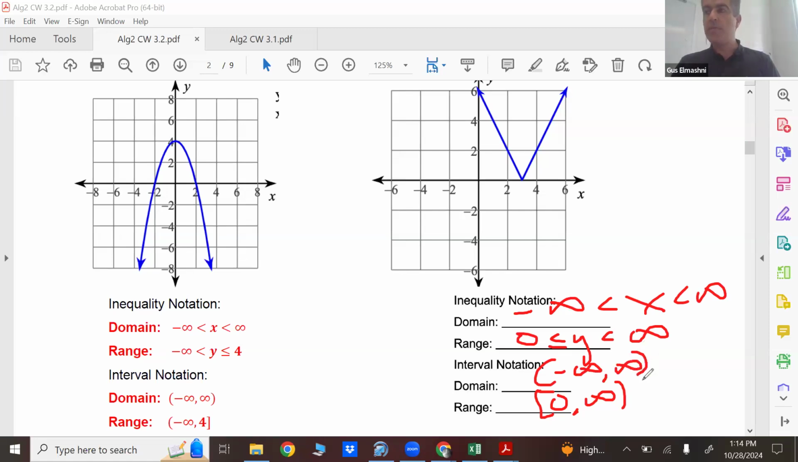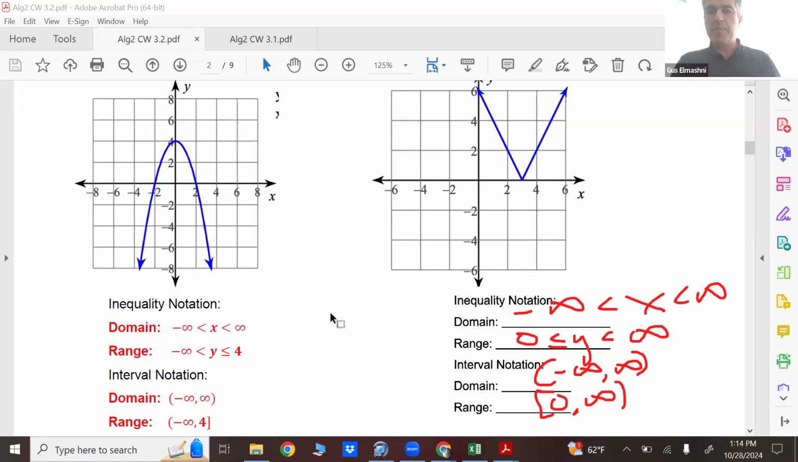So if it's included, if there's a point there, you're going to put a bracket, which is equivalent to less than or equal to or greater than or equal to. If it's not included, you put parentheses. Now in this case, infinity, I don't know what infinity is. It's some abstract idea, right? So I put parentheses because it just goes up forever. We don't know exactly what the highest number is for x, or the lowest number for x. But we do know the lowest number for y is 0. The highest number for y, I do not know. Sky's the limit. Goes up forever.